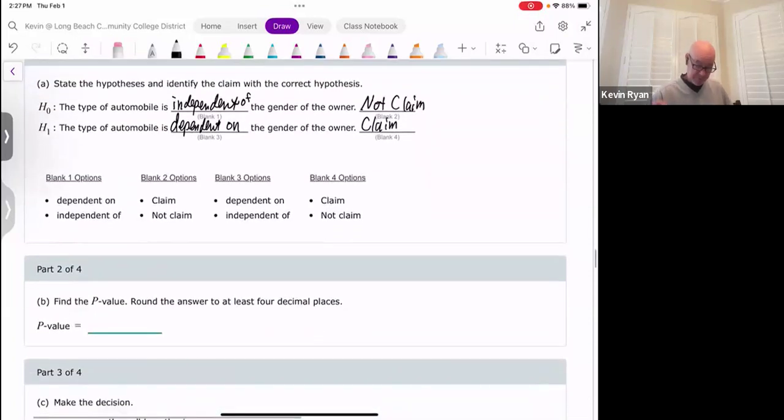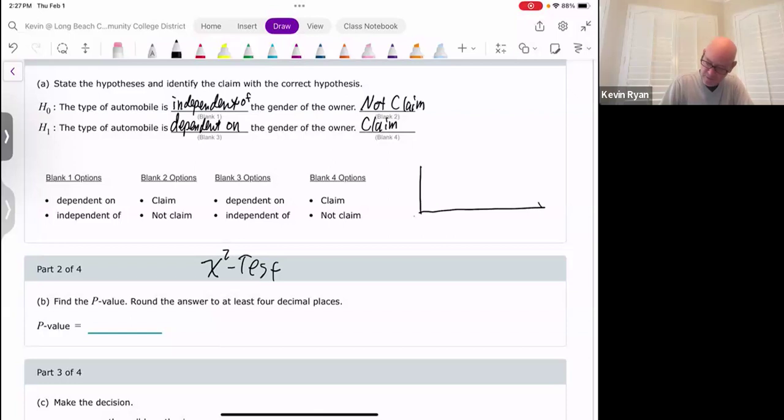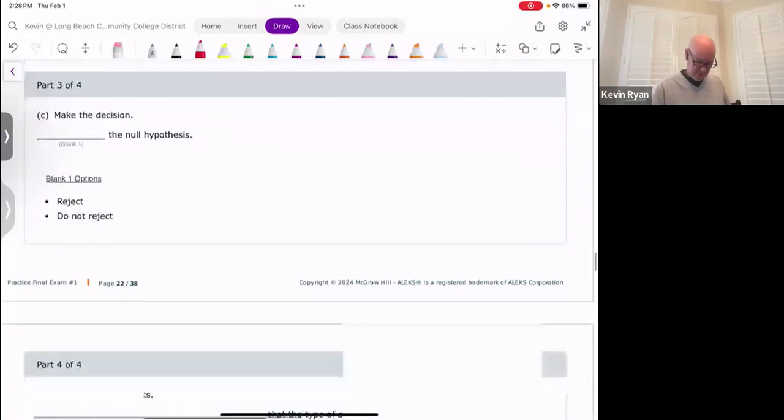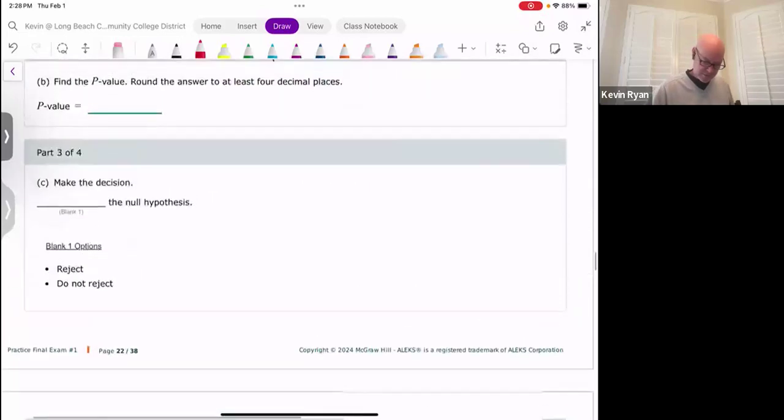All right, so we're going to find the p-value. So let's go ahead and run our chi-squared test. Once again, this is the chi-squared. And let's set up a little graph here. And I don't remember the alpha. Oh, but we might be able to cheat. It doesn't say, so I have to scroll back up. 5%.